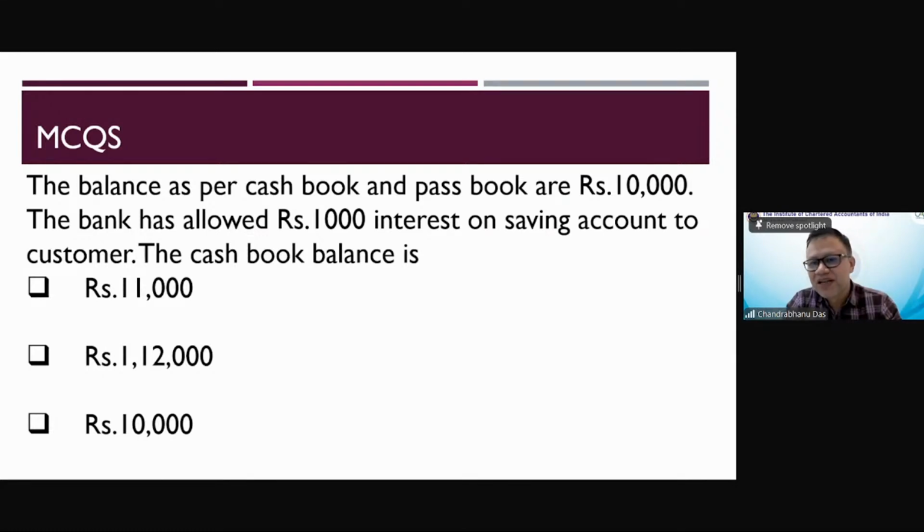Now you see here, the moment you see the cash book balance, 11,000 written, you quickly think of it as 11,000. But understand that the bank has allowed it, the transaction is known to the bank. So what is the cash book balance? Cash book doesn't know about it.